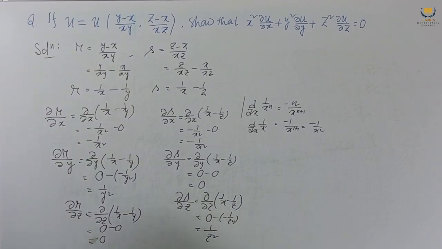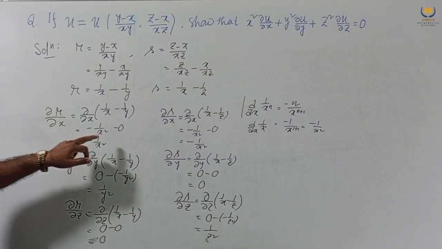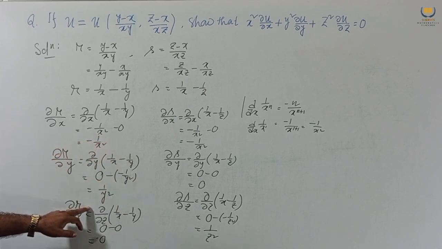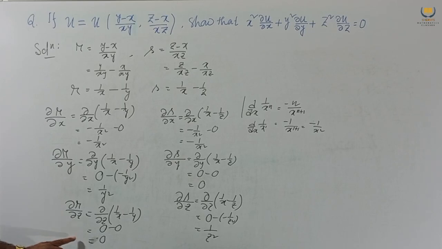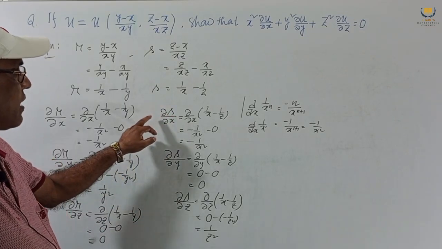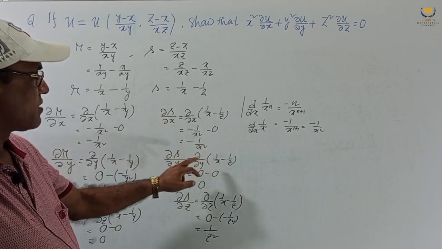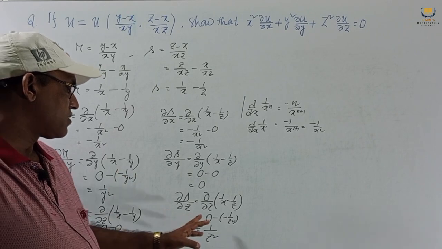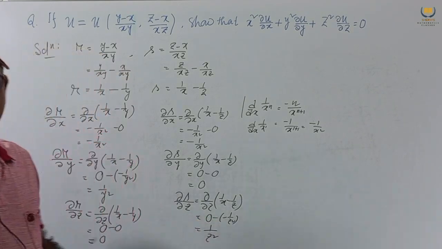So these are the values we get. What do we get? ∂r/∂x equals minus 1/x², ∂r/∂y equals 1/y², and ∂r/∂z equals 0. And similarly here we get ∂s/∂x equals minus 1/x², ∂s/∂y equals 0, ∂s/∂z equals plus 1/z². We get this one.